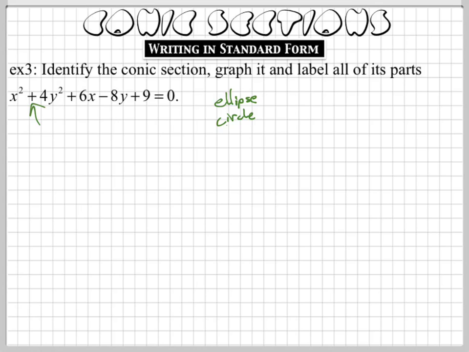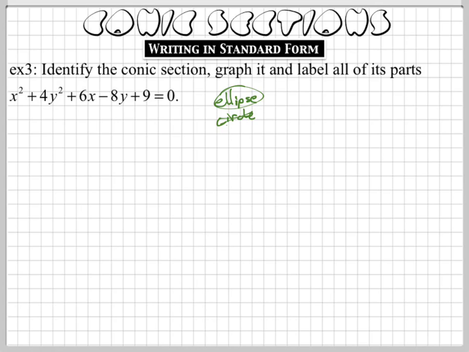If that said minus, because one of these would have to be negative in order for it to be a hyperbola, then we know it would be a hyperbola. But because it says plus, we know that it's either a circle or an ellipse. Now, there's a reason why we know it's an ellipse just by looking at this, and that's because they have different coefficients. This one has a 1, this one has a 4. And I'm going to show you guys why right now. So it's not the circle, it's an ellipse.